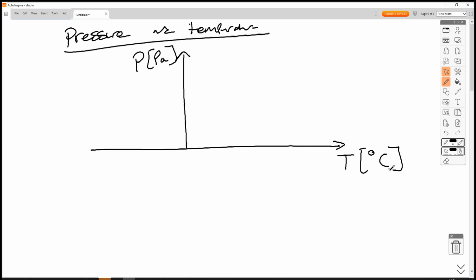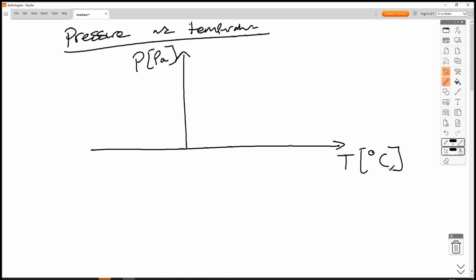if the molecules in the gas stop moving, then they stop colliding with the walls of the container. And if they stop colliding with the walls of the container, there's no change of momentum. If there's no change of momentum, then there's no rate of change of momentum. And force is the rate of change of momentum. So if the gas does not apply a force onto the walls of the container, then the gas no longer has any pressure.